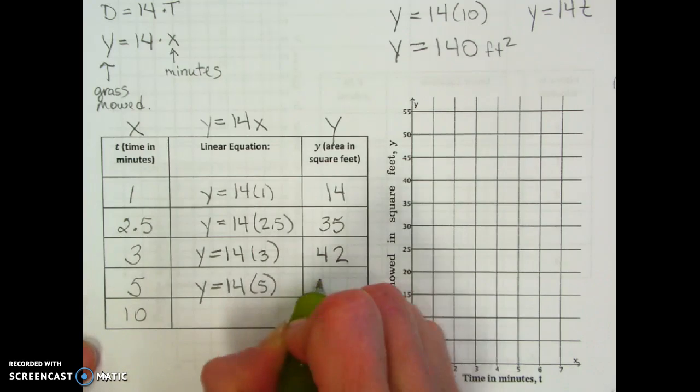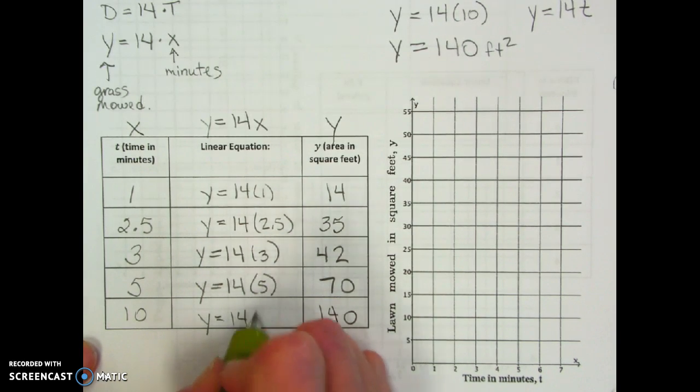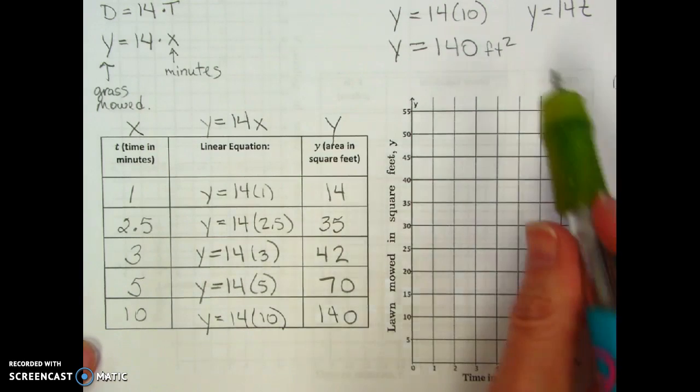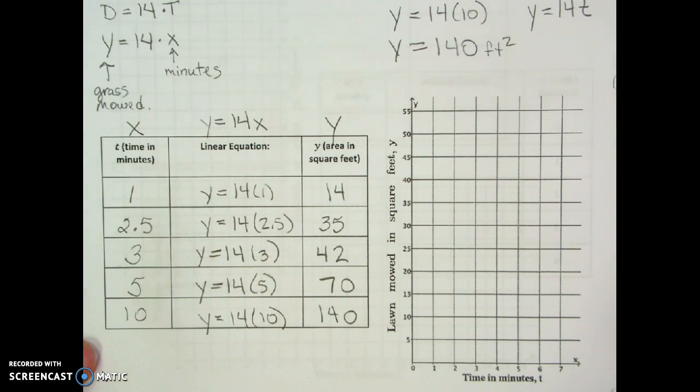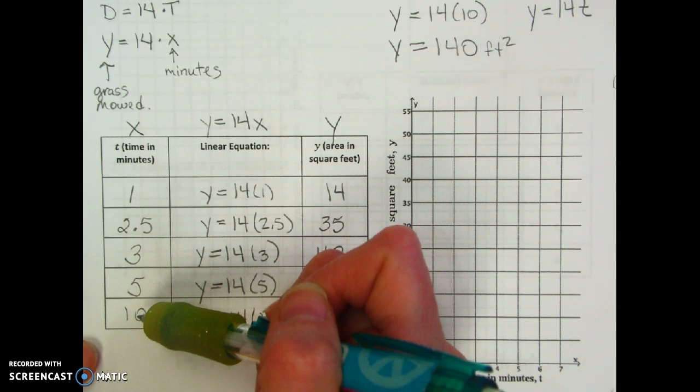14 times 5 should give you 70. And we already did 14 times 10. Up above, we got 140. So now we have some points. Where did I get these numbers? I pick anything I want that's reasonable for the problem.